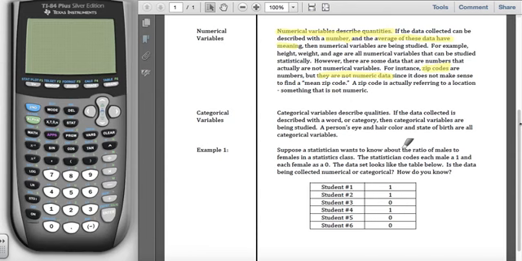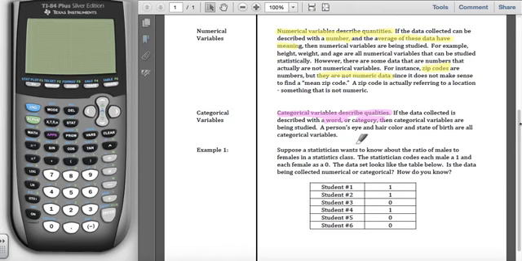Same thing with phone numbers. If I ask people for their phone numbers, you're going to give me numbers, but the average phone number, that doesn't make sense. That's not going to tell me really about the class. All right? So if a variable is not a numeric variable, we classify it as a categorical variable. So categorical variables describe qualities. Zip codes would be categorical variables. Typically, if the data is described with a word or a category, then categorical variables are being studied.